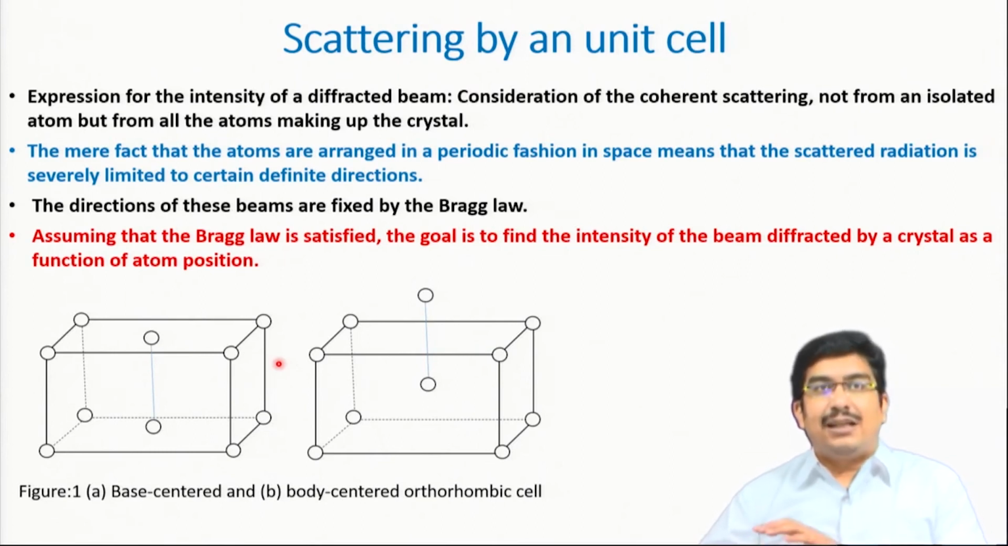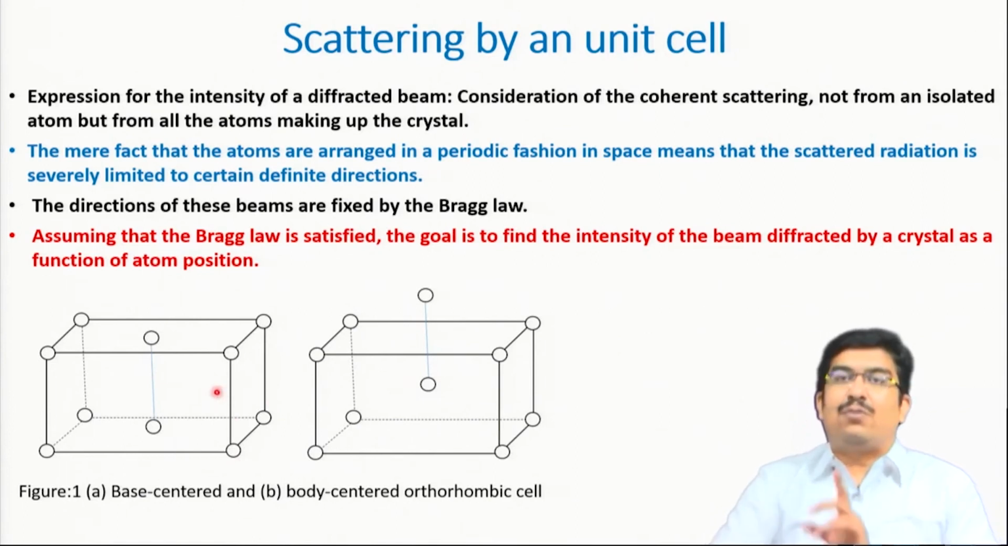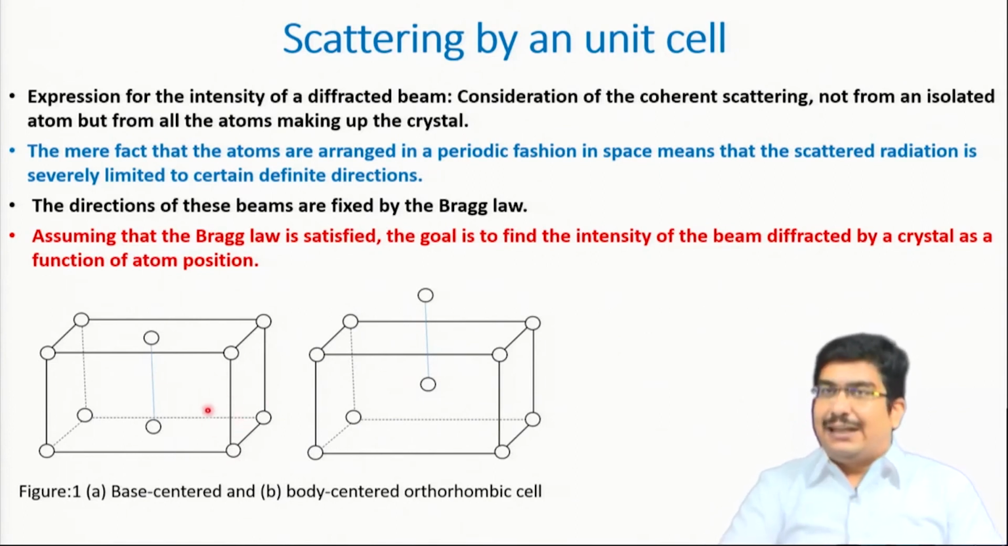We have seen that even when Bragg's law is satisfied, we were not getting intensity due to the crystal structure, due to the atomic arrangement. We have seen the difference between the base centered and body centered orthorhombic cell. In one case, the 001 plane gave an intensity, and in the body centered case the 001 intensity was not there, simply because of the atomic arrangement.